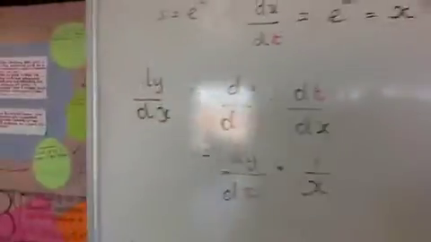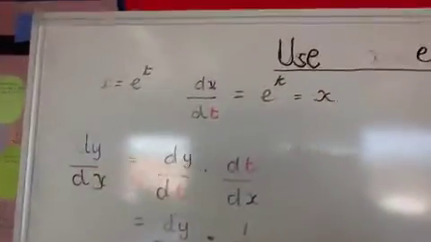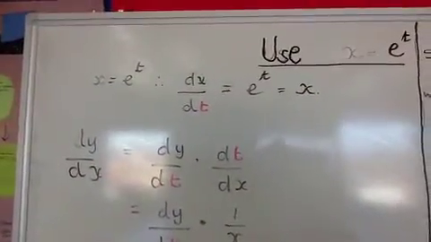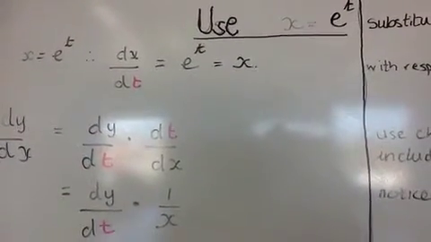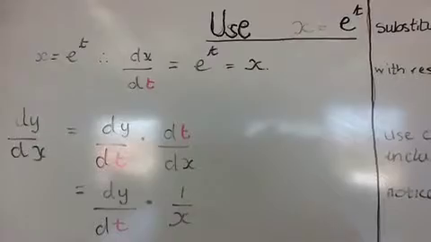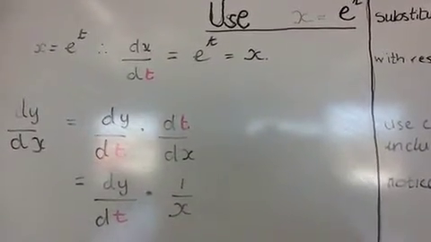Now, the starting point is going to be to differentiate x equals e to the t. Straightforward, dx/dt equals e to the t, which of course is x. Self-replicating properties of e to the t.